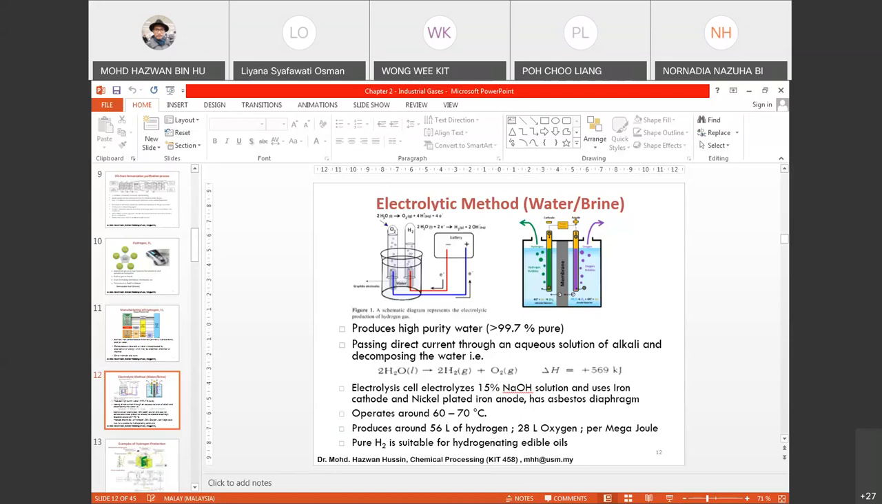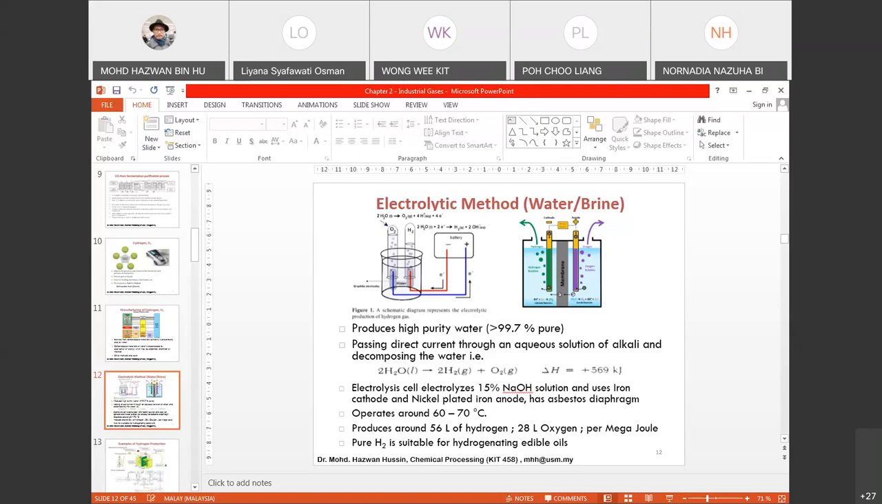So passing direct current through an aqueous solution of alkali and decomposing the water will produce hydrogen gas plus oxygen. So this is actually the half equation. You have 2 moles of water, passing through the DC current, then what happens is electrolysis, producing 2 moles of hydrogen plus 1 mole of oxygen.